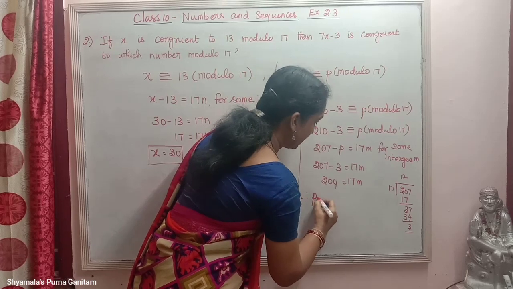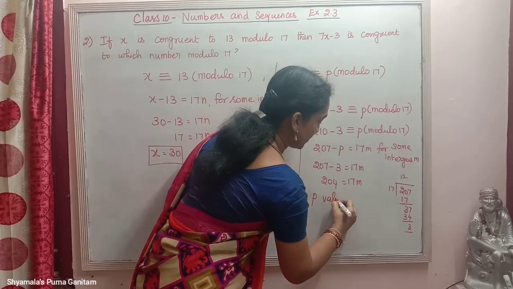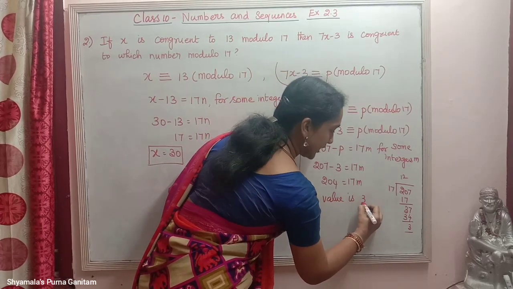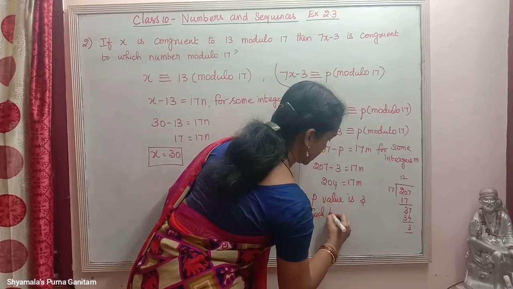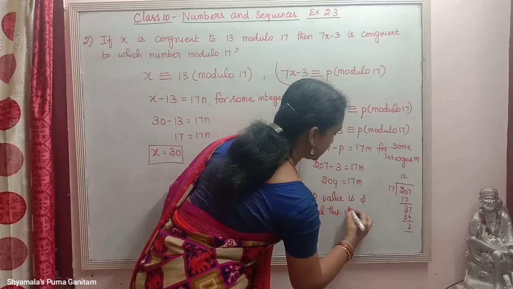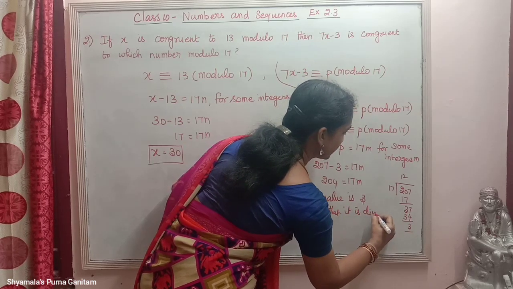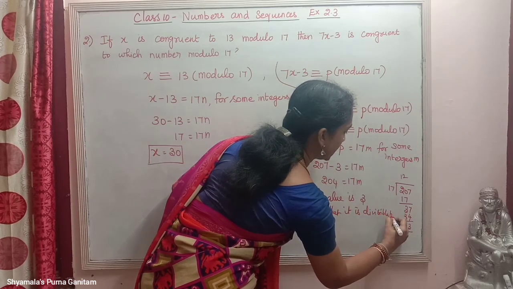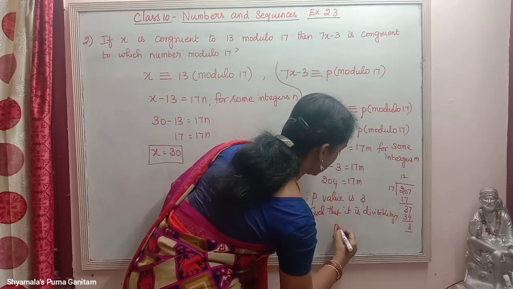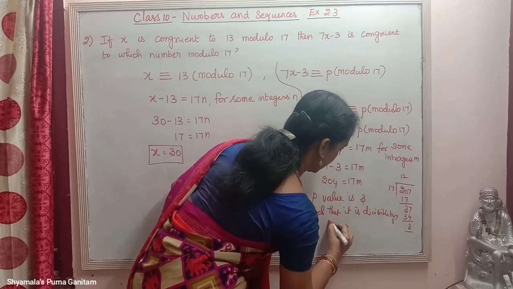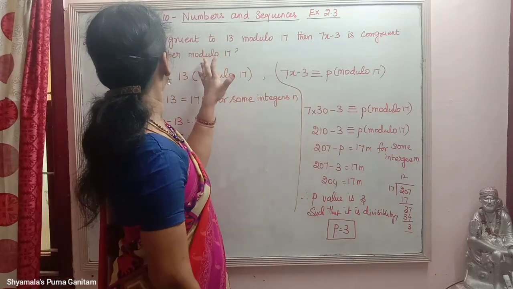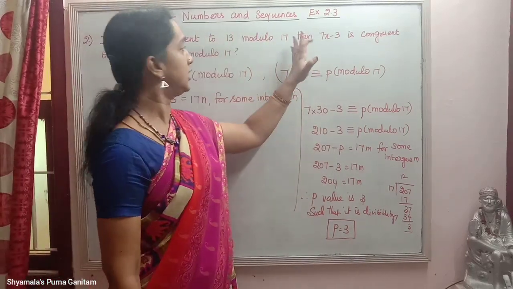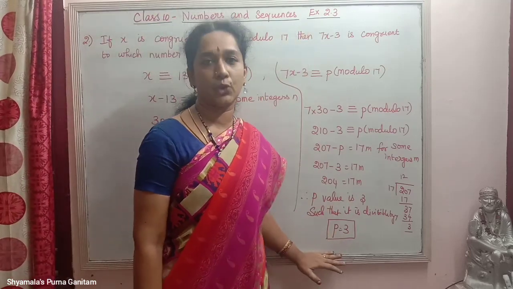So 204 is equal to 17m. Therefore the p value is 3, such that it is divisible. So p is equal to 3. When we substitute p equal to 3, we will get the answer for this.